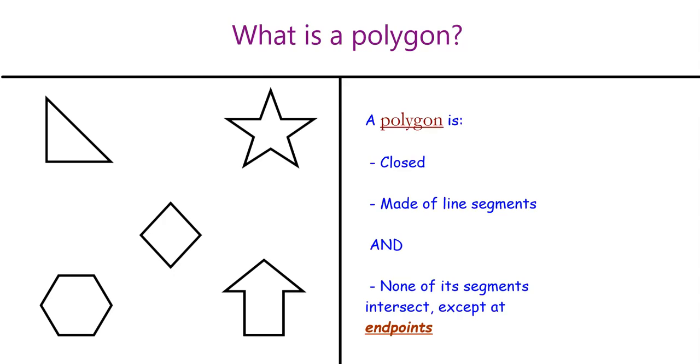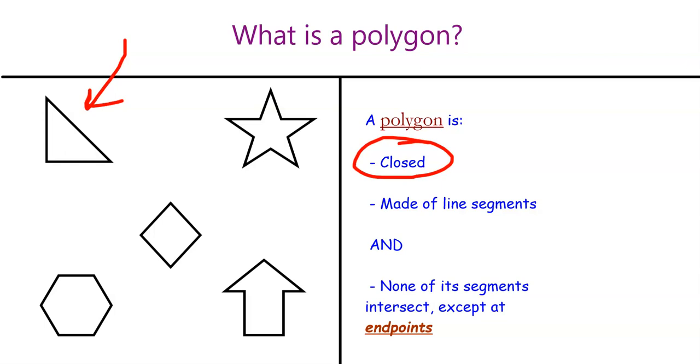Well, a polygon is a type of two-dimensional figure that is closed, made of line segments, and none of its segments intersect except at the endpoints. So to take a look at what that means, a figure that is closed does not have any breaks in its perimeter, and its segments all intersect somewhere. So this triangle over on the left, there are no breaks in the segments there. The same with the star, the diamond, the hexagon, as well as the arrow.